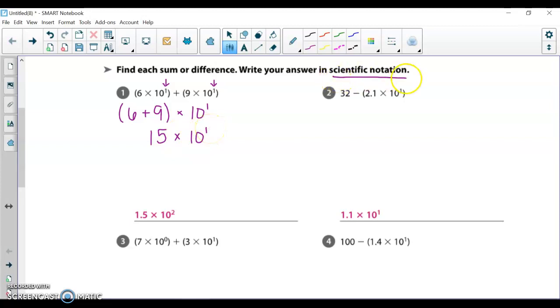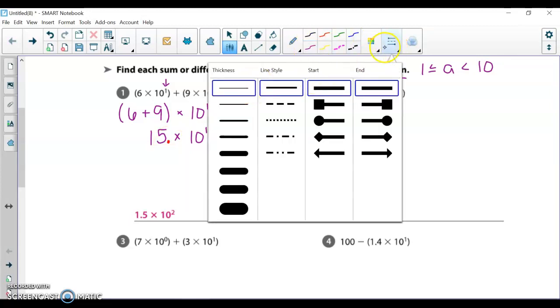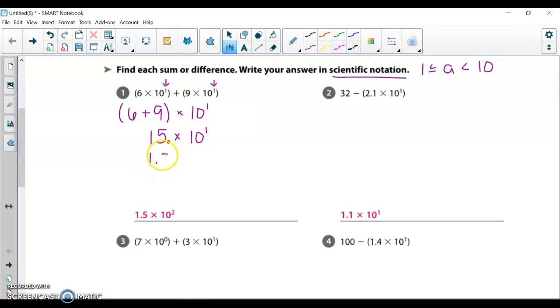But if we want our answer in scientific notation, remember that number has to be greater than 1, but less than 10. And in this case, 15 is larger than 10. So we would need to move the decimal to get a number between 1 and 10. And in this case, when we move that decimal in between 1 and 5, we would add on to our exponent here and get 1.5 times 10 to the second. Now, because we had the same exponent, we didn't have to do any kind of maneuvering with the 6 and the 9. So this is the only set of work that you would need to show for this problem.